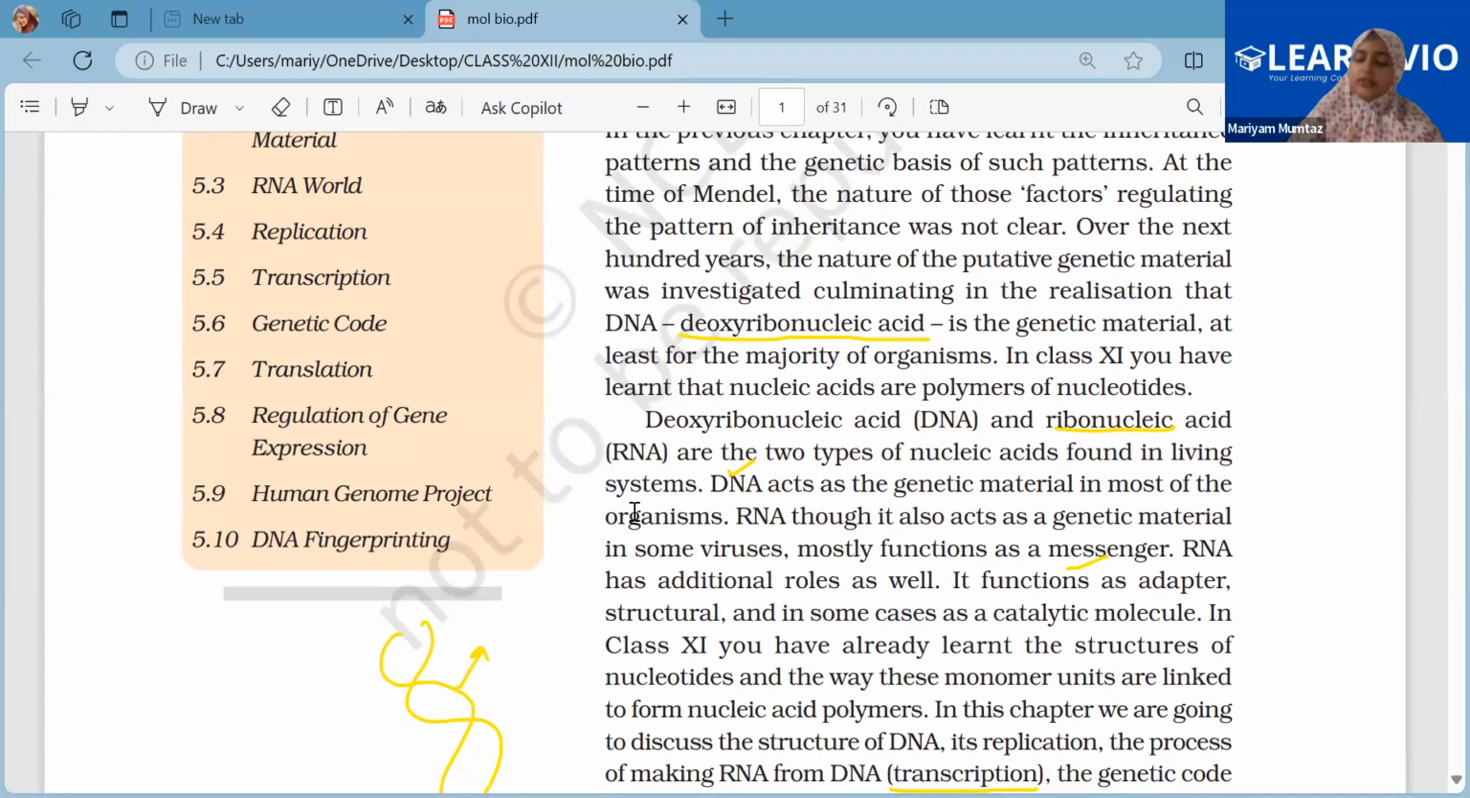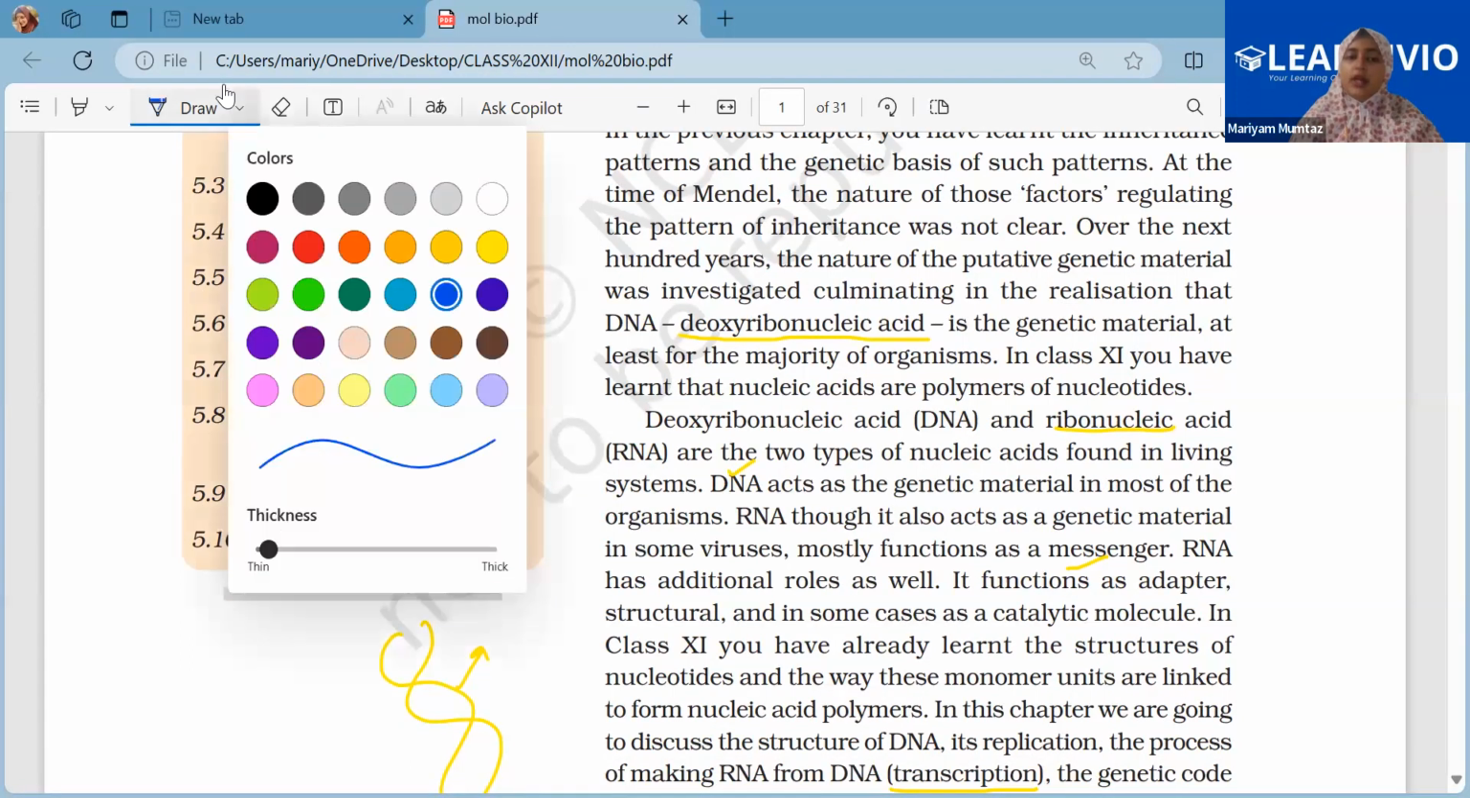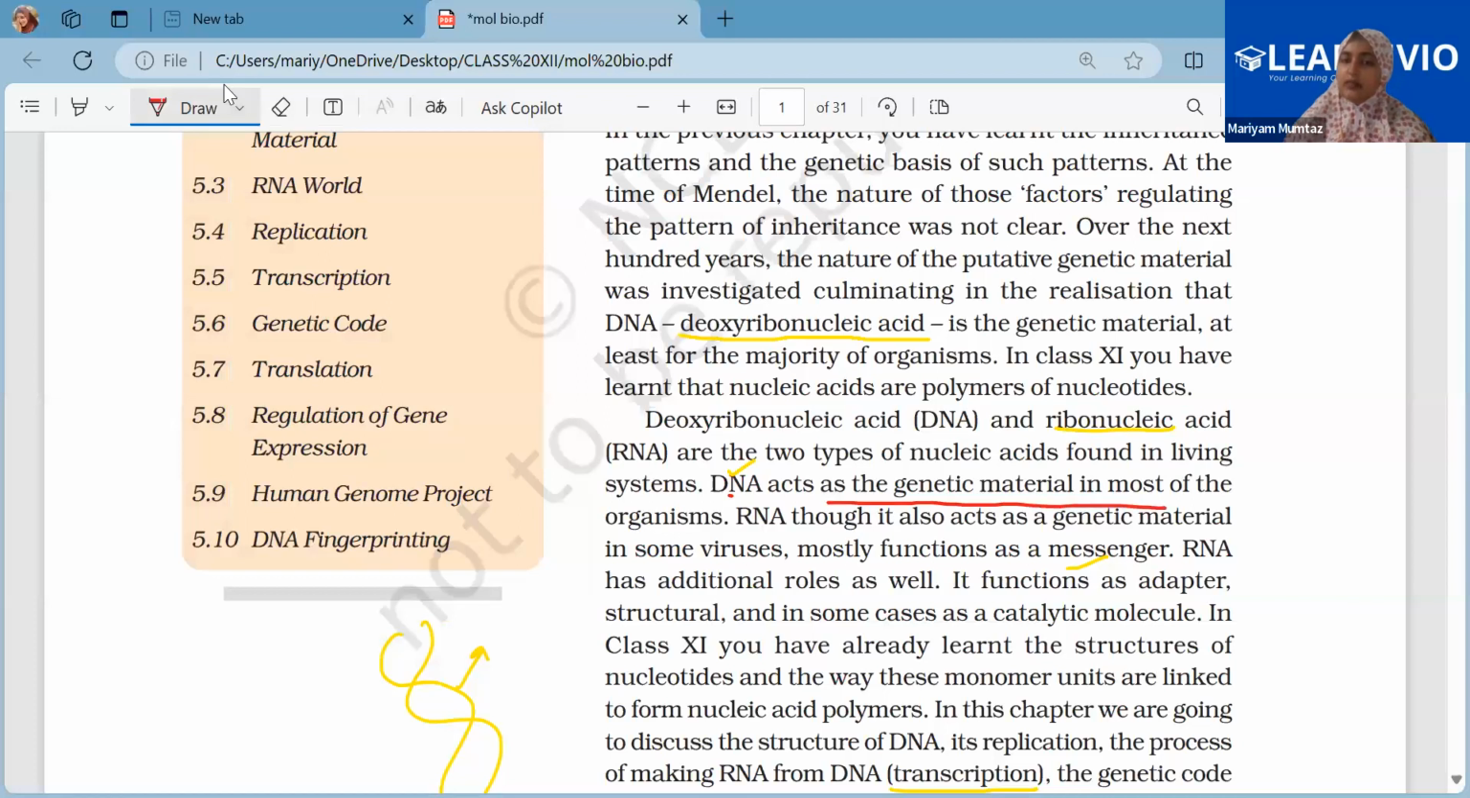Now, when we were talking about the chapter biomolecules, we talked about the nucleic acids, right? The nucleic acids in our body are of two types. There is deoxyribonucleic acid, and then there is ribonucleic acid, DNA and RNA. DNA is the genetic material for maximum number of organisms. RNA, though it also acts as a genetic material in some viruses, mostly functions like a messenger.